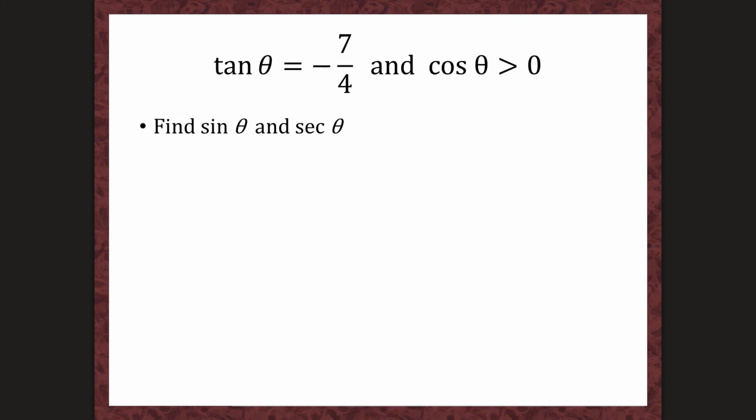Okay, let's break this apart. So the tangent of theta is negative 7 over 4. And I know that the top value is a y coordinate and the bottom value is an x coordinate because the tangent of theta is y over x. However, there's that negative sign, and I don't know if it goes with the y coordinate or the x coordinate. But cosine of theta is greater than 0 will help me with that. The tangent is negative in the second and the fourth quadrant, but the cosine is positive. The place where the cosine is positive and the tangent is negative is in the fourth quadrant.